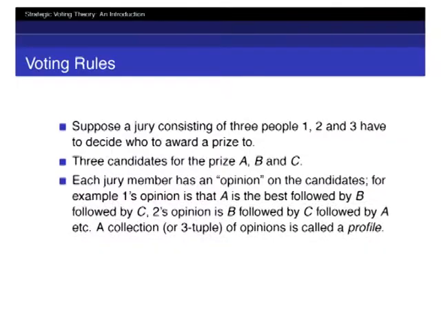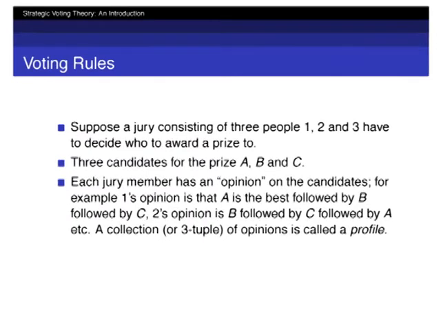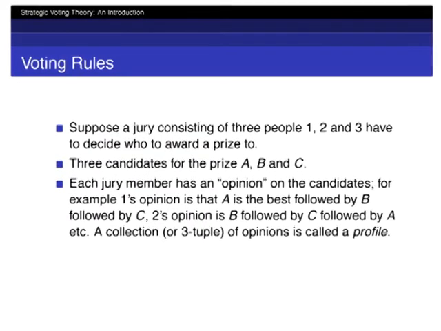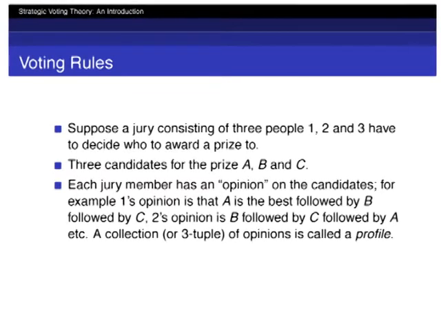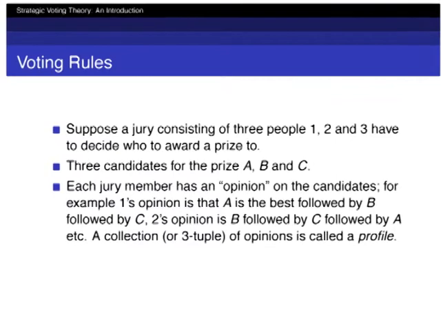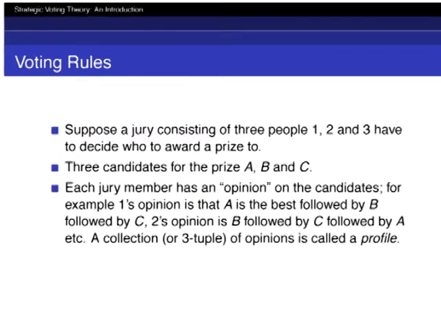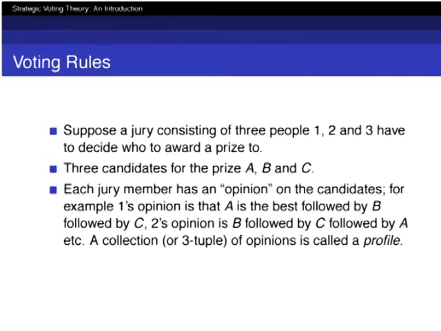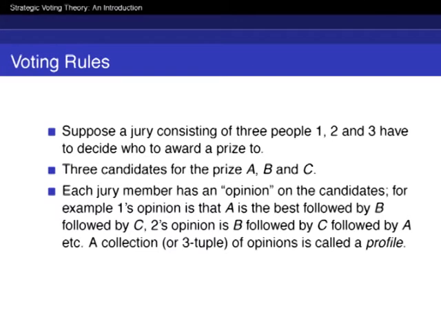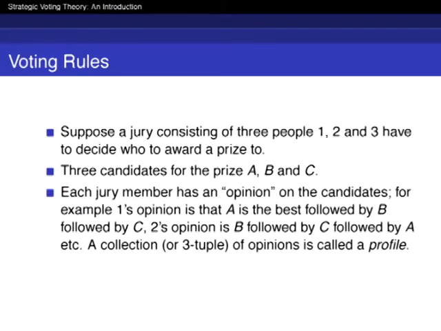Think of the following problem. There is a jury, and it consists of three people, one, two, and three, who have to decide who to award a prize to, okay? And there are, let's say, three candidates for the prize, A, B, and C. So the data for the problem, if you will, is that each jury member has an opinion regarding the candidates. For instance, one's opinion could be that A is the most deserving, followed by B, followed by C. Two's opinion could be, B is the best, followed by C, followed by A, and so on and so forth.